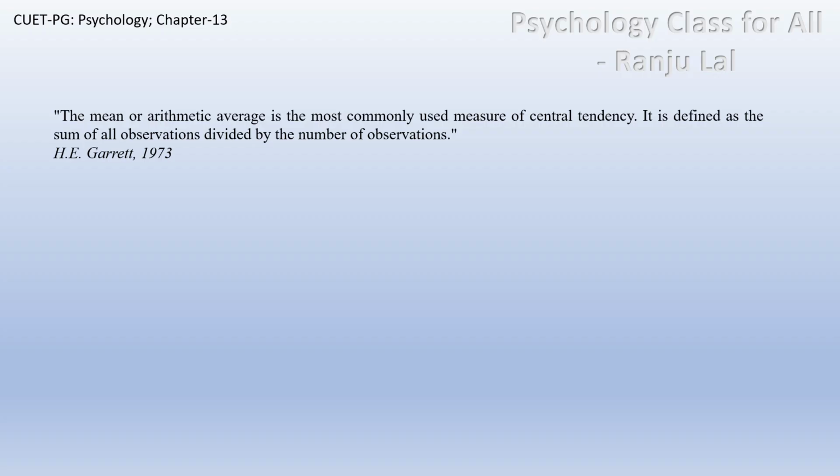Now we'll learn about the mean. Here is a definition given by Henry Garrett. The mean or arithmetic average is the most commonly used measure of central tendency. It is defined as the sum of all observations divided by the number of observations.